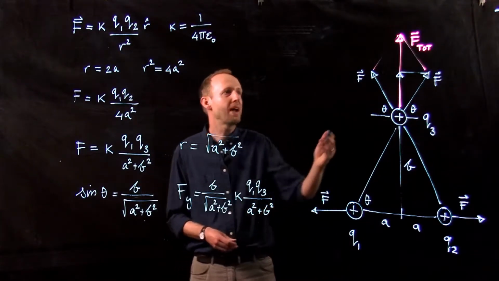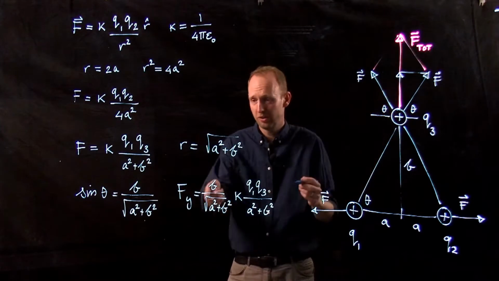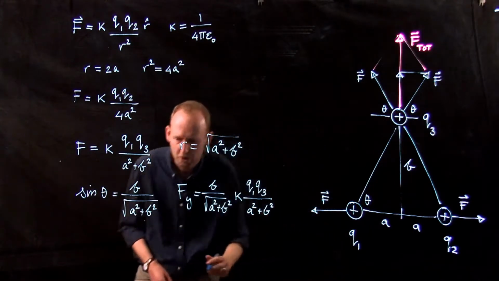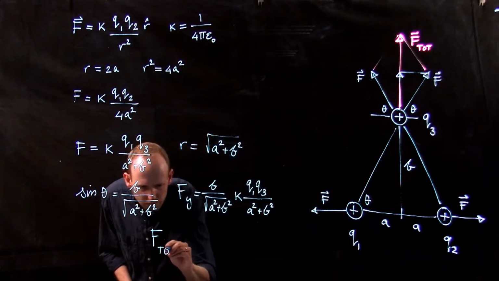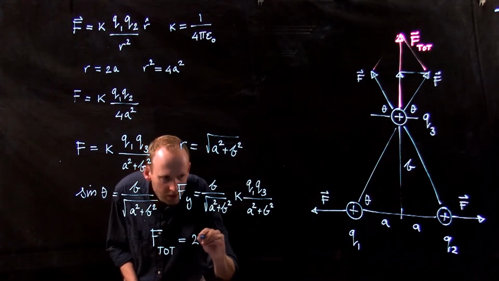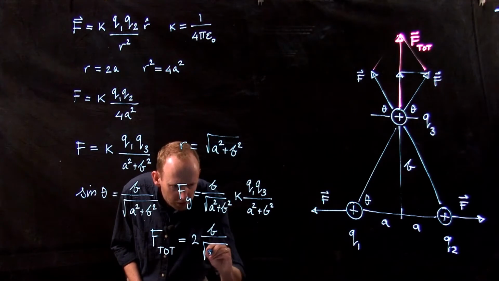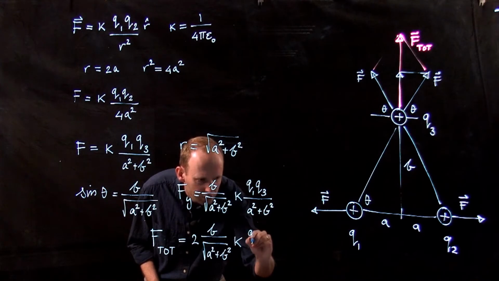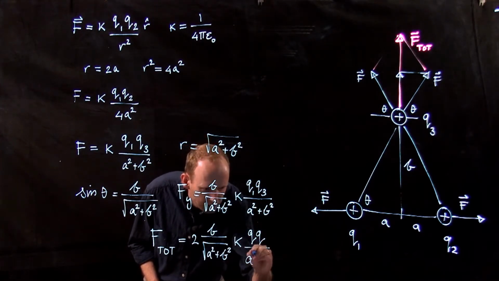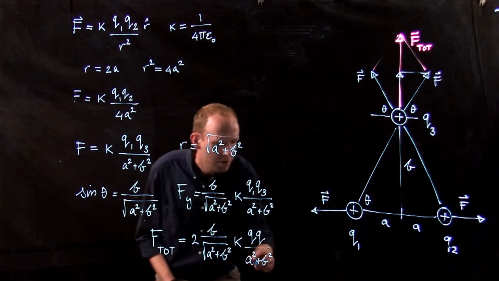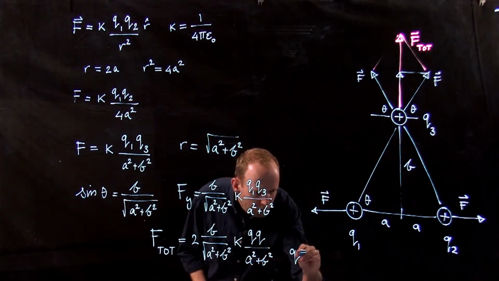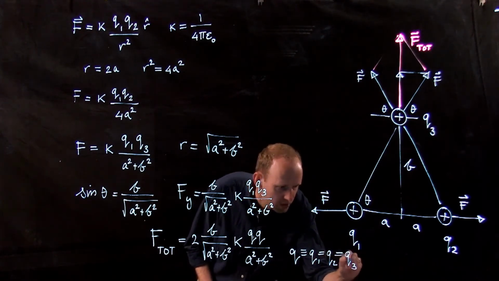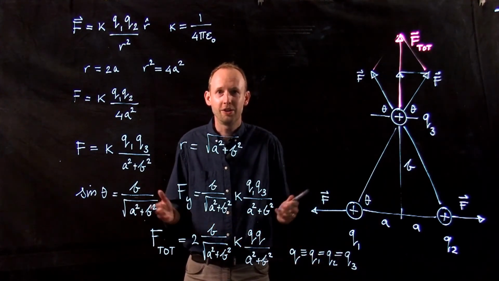Now finally, in order to get the magnitude of the total force, I need to take this vertical component twice, because each of the forces adds the same vertical component. So we know that the total force, F total, will be 2 times B over the square root of A squared plus B squared times K times Q squared divided by A squared plus B squared, where I've defined Q to be the equal charge of all three droplets. This concludes this example.